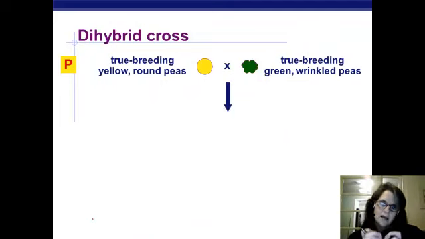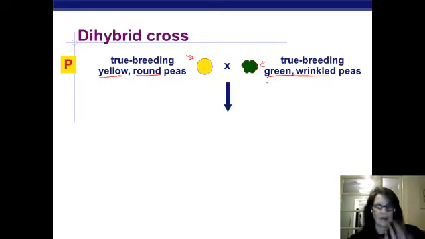Let's look at a dihybrid cross. Let's say we are going to pick a plant that no matter how many times we let it self-fertilize, always produces offspring that produce yellow round peas. Always. The offspring always produce peas that look like that. Whereas we are going to cross it with a plant that is also true breeding, but when it reproduces, it always produces peas, and its offspring always produce peas that are green and wrinkled. We never see any other kind of pea.